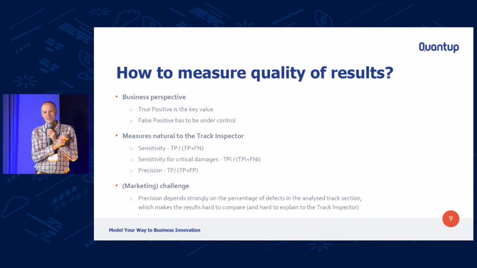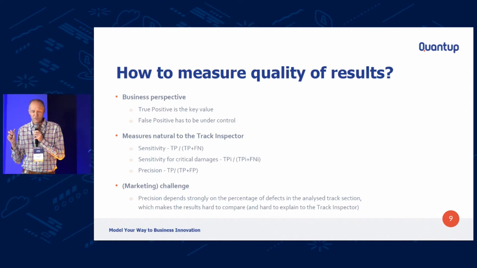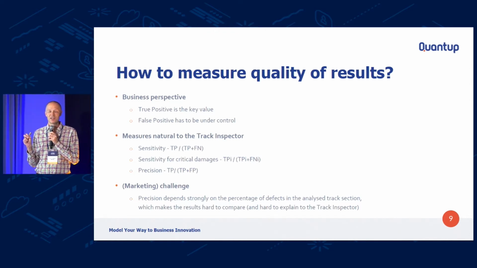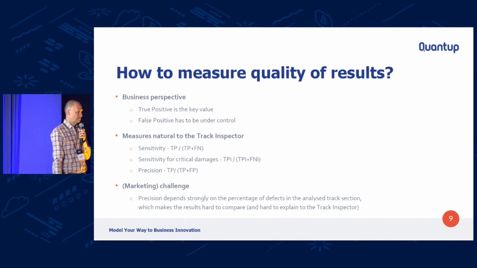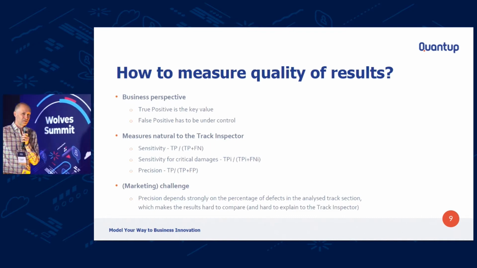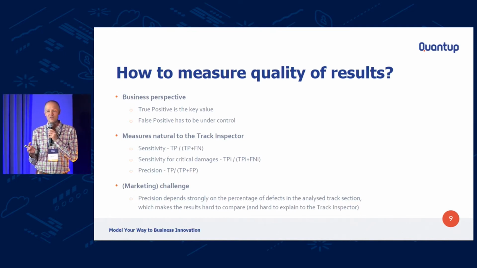So if it delivers a list of damages, some of them are real damages, but some of them are false alarms. And it's simple from a business perspective, but if you look from the perspective of a track inspector, they got used to look in a special way at these results. So for them, the most important information was something called sensitivity. So how many of the real damages can be detected?